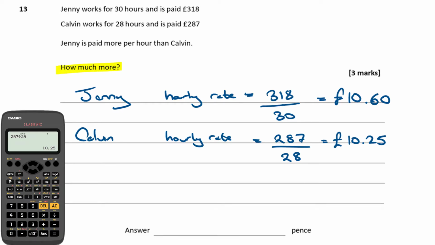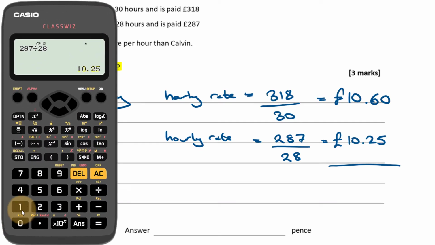Okay, so have we answered the question? No, because the question is how much more does Jenny earn? So the last thing we need to do here is a subtraction, don't we? So £10.60 take away £10.25. What's that? £10.60 minus £10.25 comes out to be 35 pence.